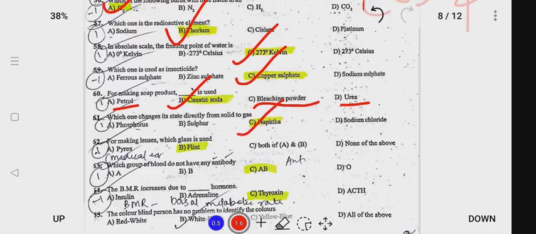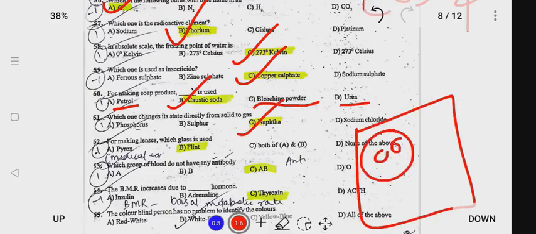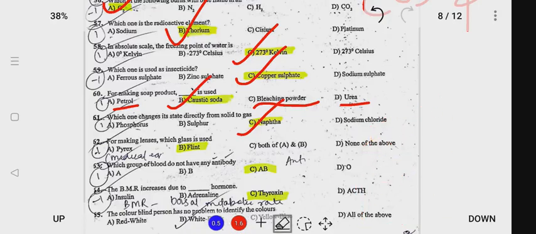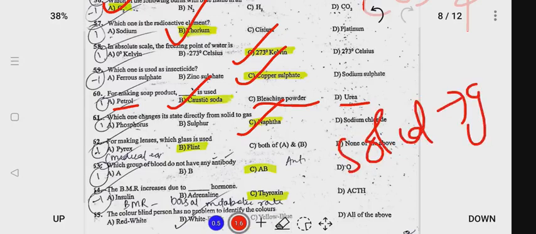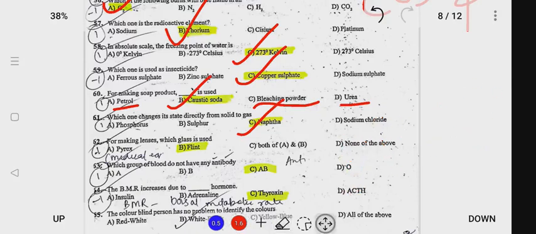Next, which one changes its state directly from solid to gas? Naphthalene. You must have noticed the naphthalene balls in a suitcase. They undergo sublimation. What is sublimation? Sublimation means a direct change from solid to gas.